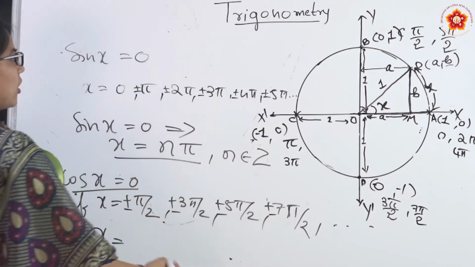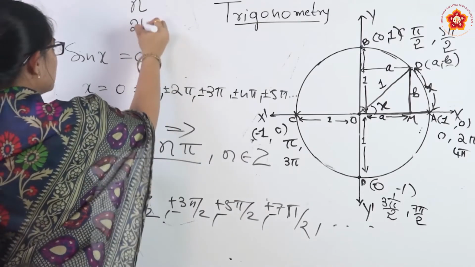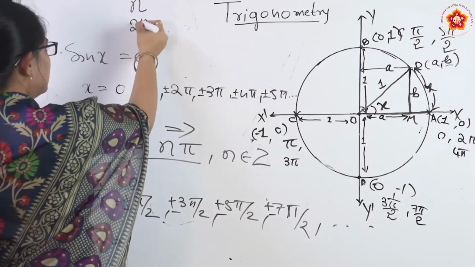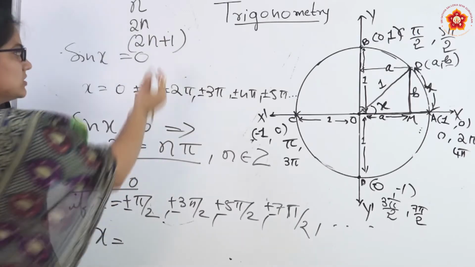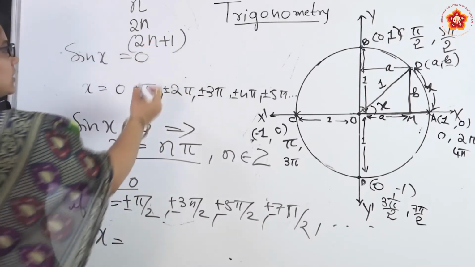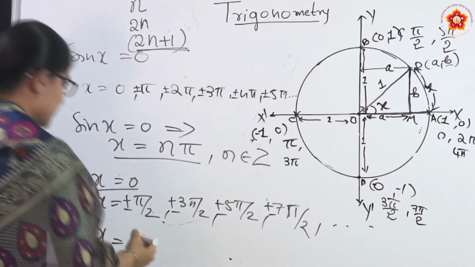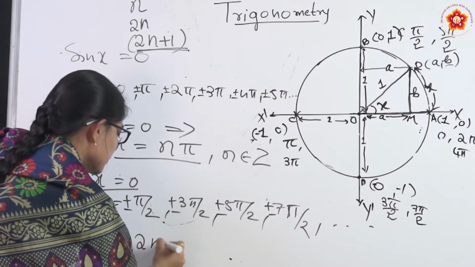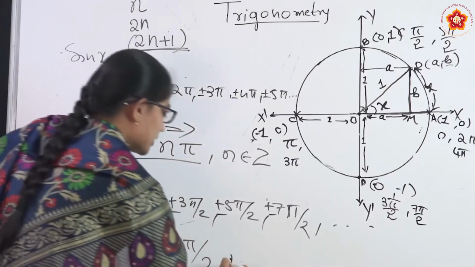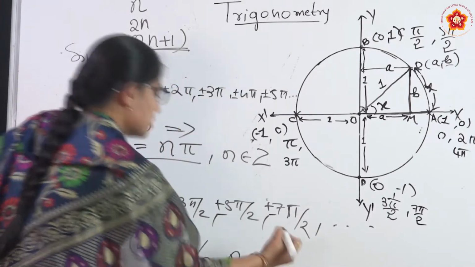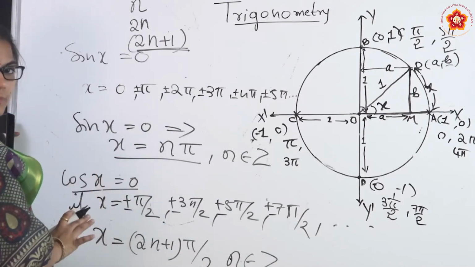So how can we represent the odd number? We have represented any integer as n, correct, and we can represent 2n as even. So for any integer n we can represent 2n plus 1 as the odd number. You can substitute any integer value and check it. So if x is equal to (2n plus 1) times pi by 2, for any n belonging to Z, that is for any integer n, then you get cos x equal to 0.